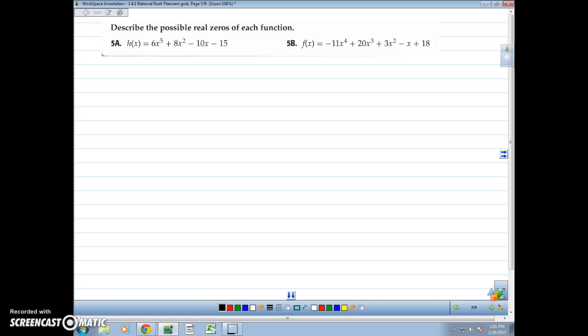Remember, before plugging in the negative x, find the number of sign changes. And then that'll be used to describe how many positive zeros you have. Then replace the x's with negative x and count the sign changes. And that'll describe the number of negative zeros.